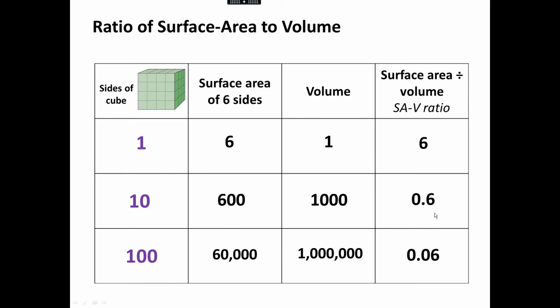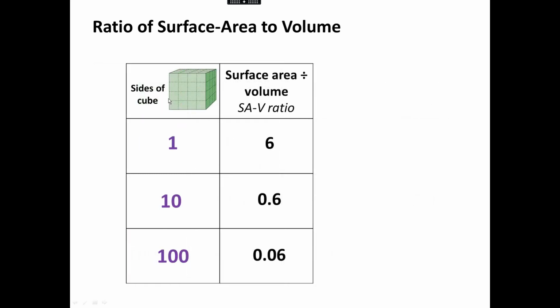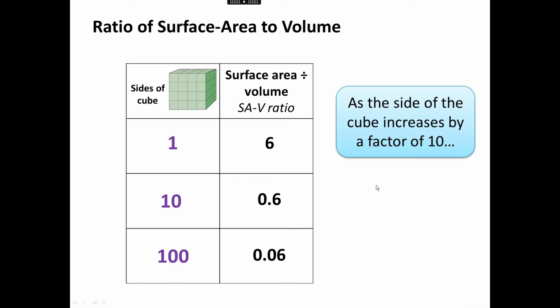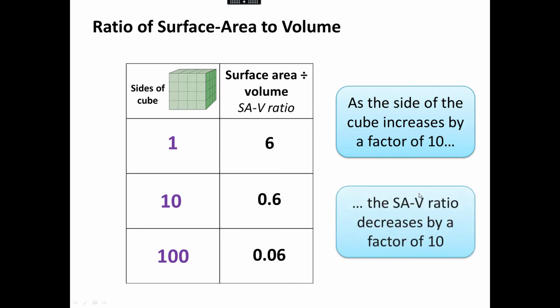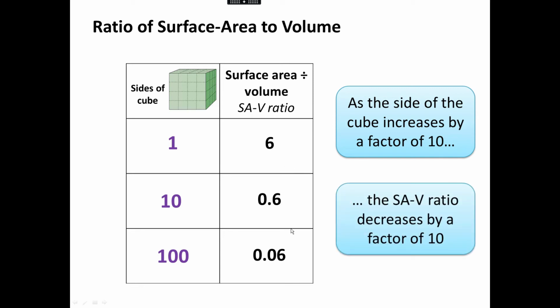And then there's a pattern here. I want to point out the pattern, which is that as the side of the cube increases by a factor of 10, the surface area to volume ratio decreases by a factor of 10. Right? And this holds true for particles as well. As the side of the cube increases by a factor of 10, the surface area to volume ratio will decrease by a factor of 10.